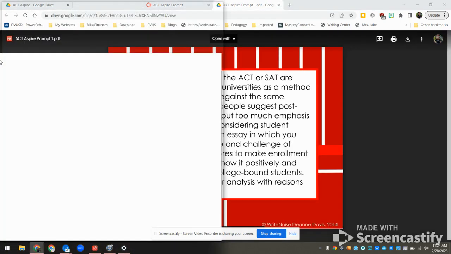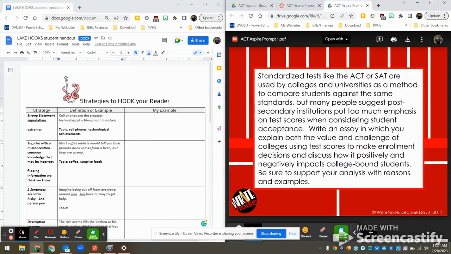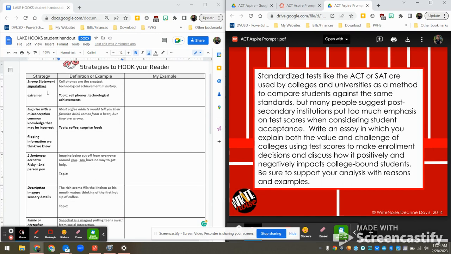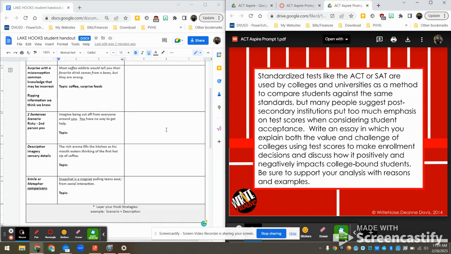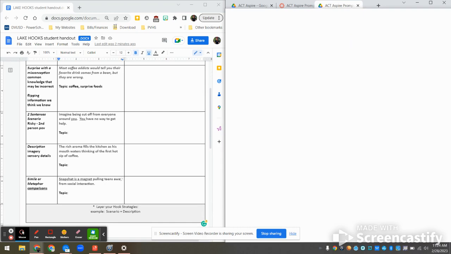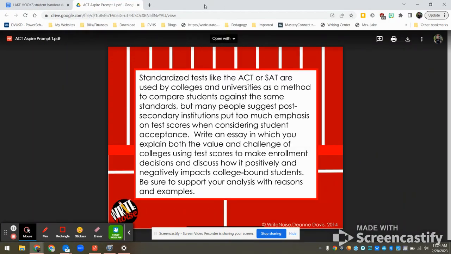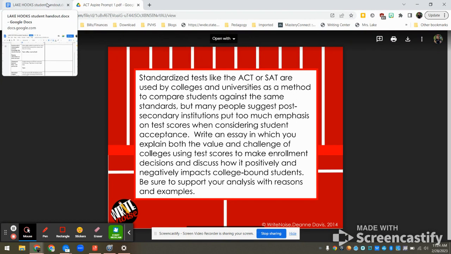So you are going to then take your hook statement sheet and you are going to come up with a strong statement that could be a hook for that prompt. Then you are going to create a hook statement that's a surprise with a misconception and write a hook statement for that prompt using that technique. Then you're going to do a 2-sentence scenario hook and base it on that prompt. Same thing for description. And then finally for simile or metaphor. So you are going to do this all on your green sheet. You're going to keep your green sheet until tomorrow.